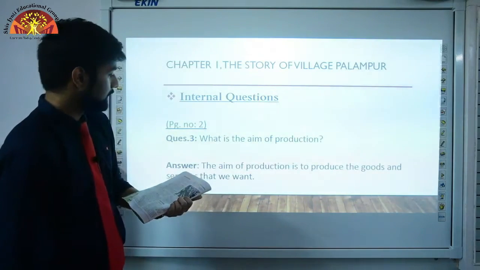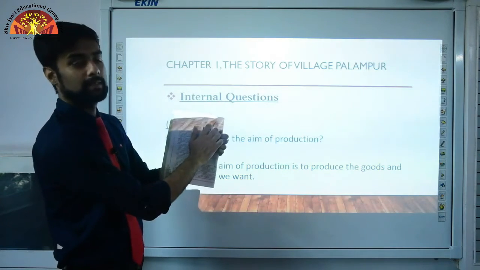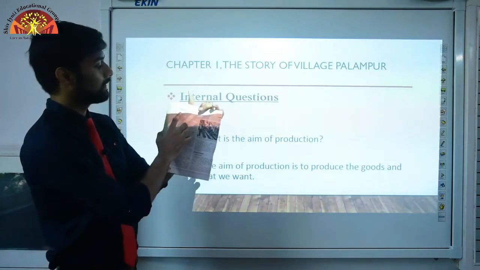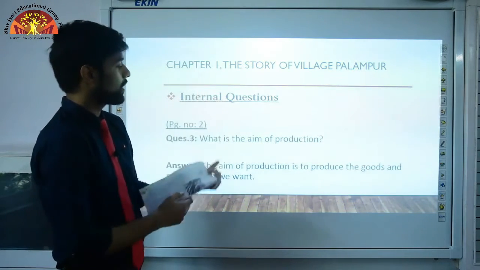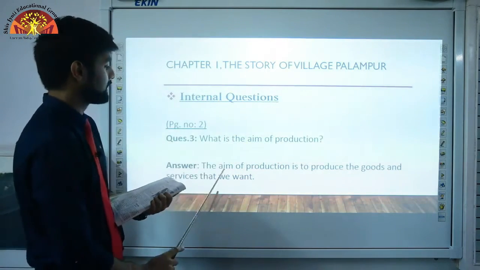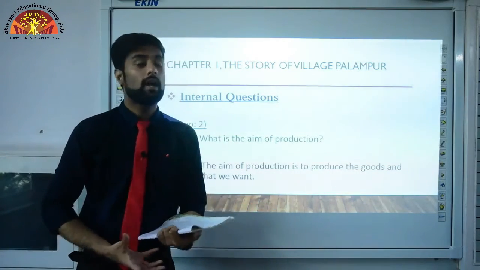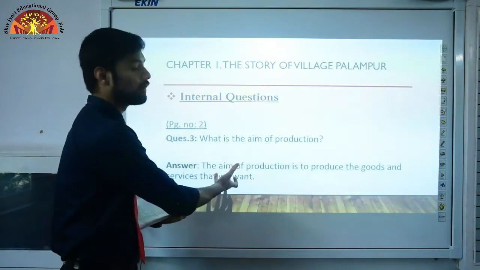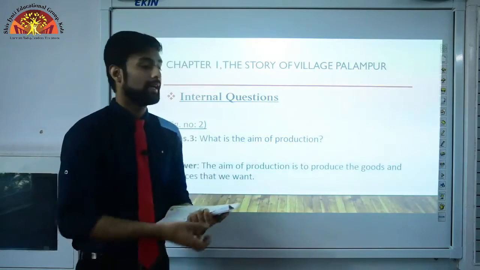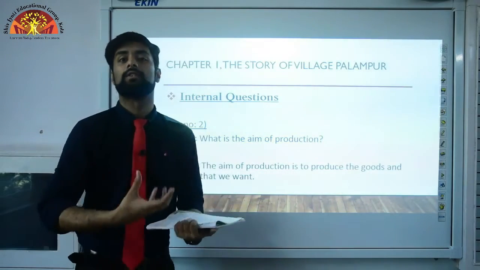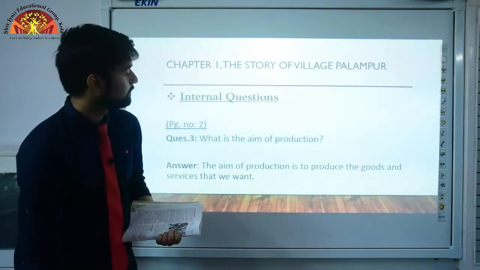So, mark this answer. If you have written this question on the blank space given on page number 2, mark this answer, the very first line of this chapter. Okay, first paragraph, first line. The aim of production is to produce the goods and services that we want. What should a factory's aim of production be? To produce goods and services that we. Who are we here? Customers. The goods and services that the customer needs, that should be the aim of production, to provide goods and services to the customers. Okay, I hope you marked this question.